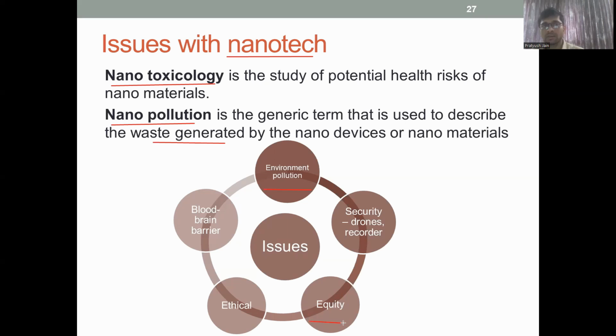Another issue is equity. To research nanotechnology, you need a lot of money, a lot of manpower, a lot of know-how. Not every country can afford that. Some countries can afford it better. Western countries can afford it much better than us. We can afford it much better than maybe, say, some African countries. So there is a question on equity. It is not equitably distributed, right? So we have a genuine concern of equity.